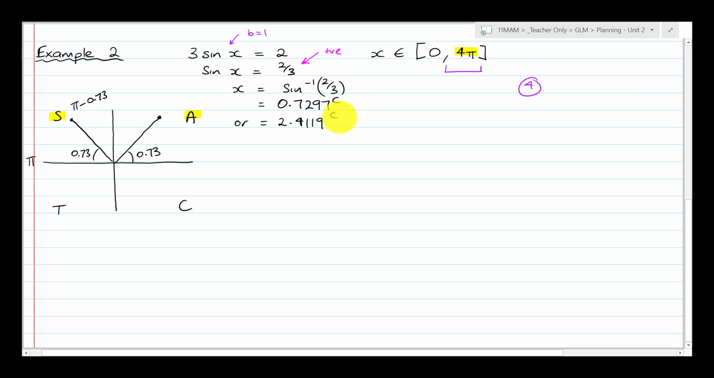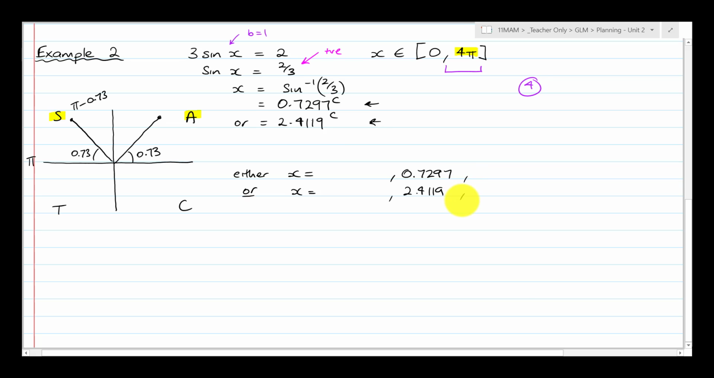Now, this is where I break it down and start thinking about, well, what additional solutions do I have? I've got my 2 solutions. I've used my unit circle. The first one is called the reference solution, and the second solution is the one that comes from the reference solution in the other quadrant. So I have either x is equal to, and I'm going to put it out here. I'll show you why in a second. 0.7297, or x is equal to 2.4119.